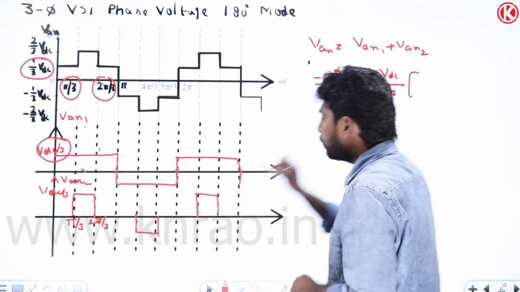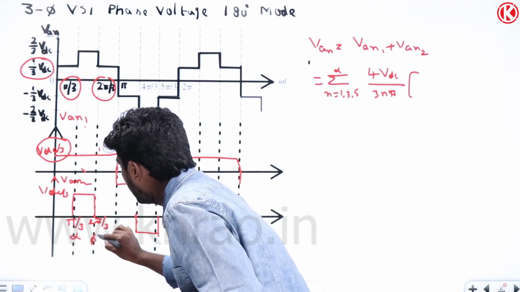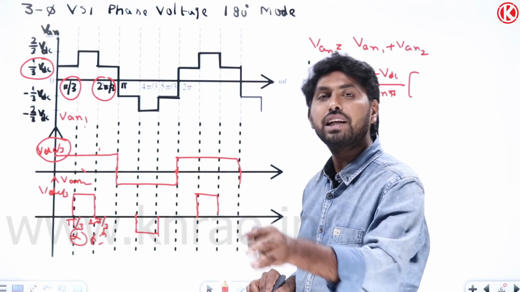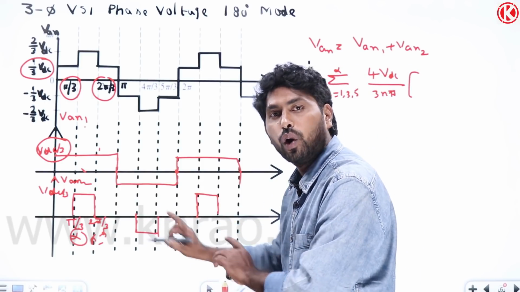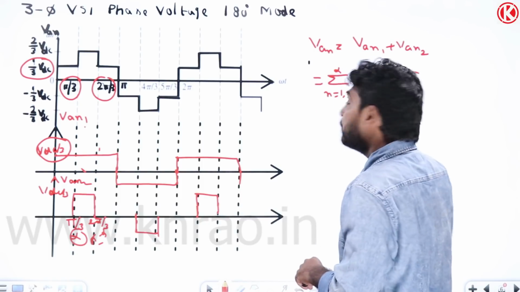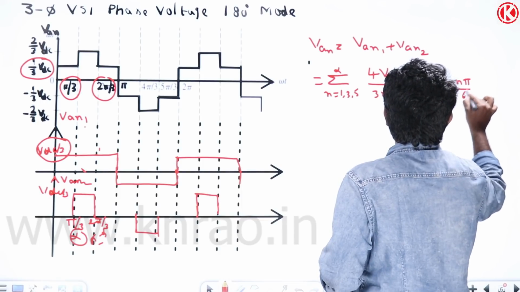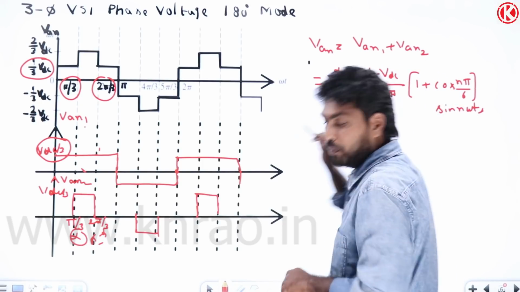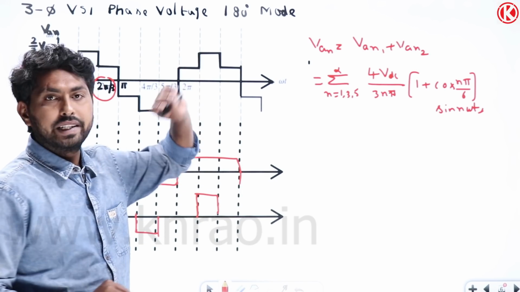For this waveform, we have determined it for alpha and pi minus alpha. But in place of alpha, we have pi by 3 here. Simply replace alpha with pi by 3. So it will be 4 VDC by n pi into cos n pi by 3. If I take 4 VDC by 3 n pi common, it will be 1 plus cos n pi by 3 into sine n omega t. See how simple it is. If you know these two waveforms, we can directly write the expression for this.